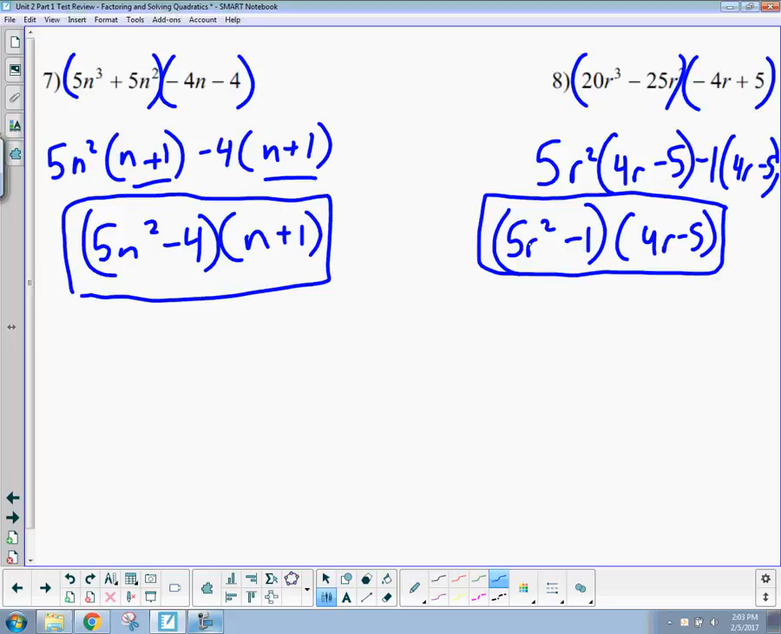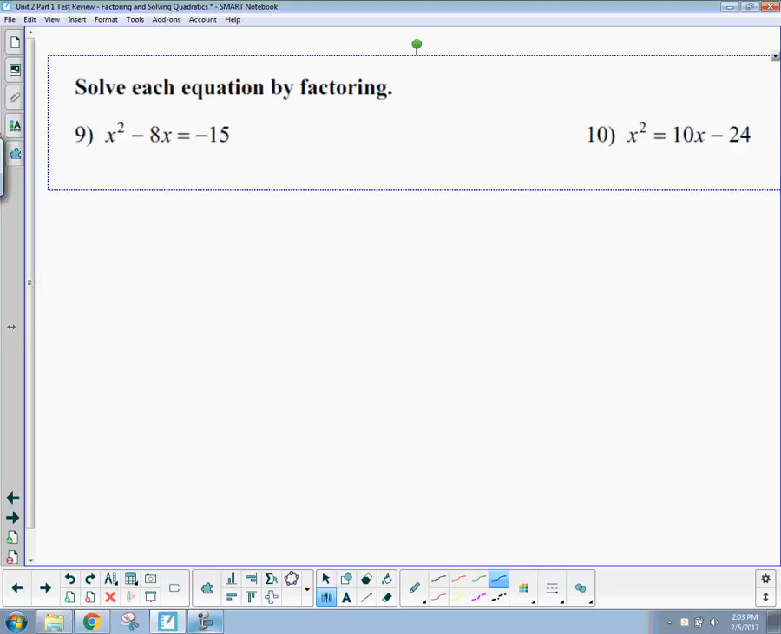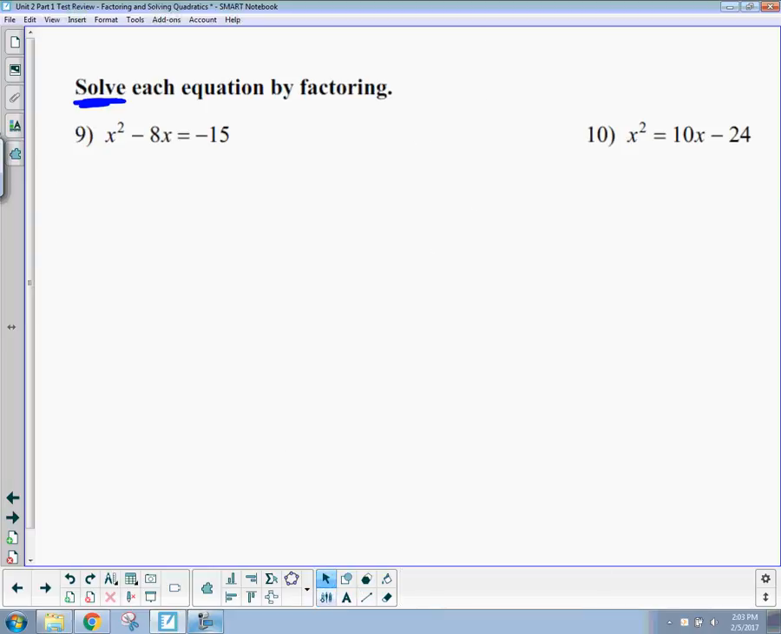Let's see what's next. All right, solve each equation by factoring. So this is where we go one step further. Try and get rid of that box. All right, here we go. Remember, we need to make this side equal 0, so in order to do so, we need to add 15 to both sides. Negative 15 plus 15 is 0. There's no like terms here, so I'm going to keep them separate.